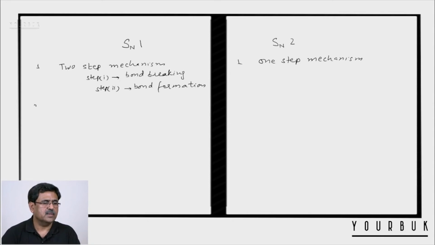Now, the second point is that in SN1, the rate determining step is the formation of carbocation, while in case of SN2, the rate determining step is the formation of the transition state.